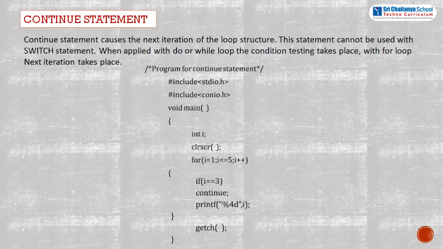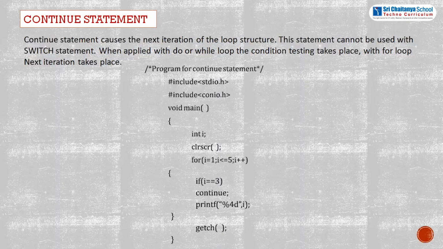Now the last unconditional statement which we use is the continue statement. The continue statement causes the next iteration of the loop structure. This statement cannot be used with a switch statement. When applied with a do or while loop, the condition testing takes place.